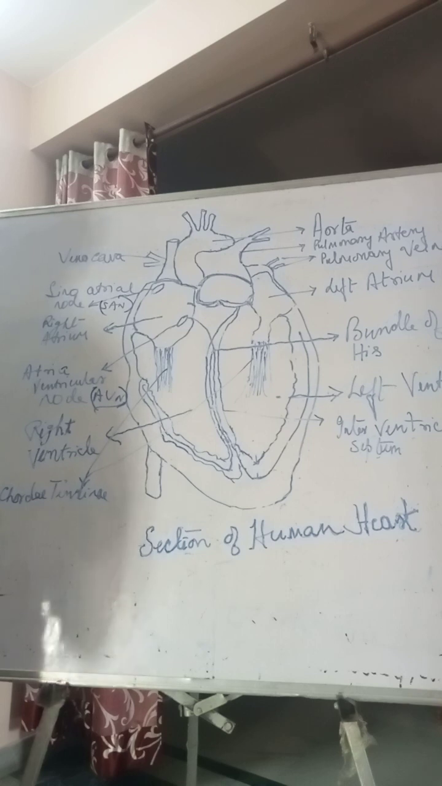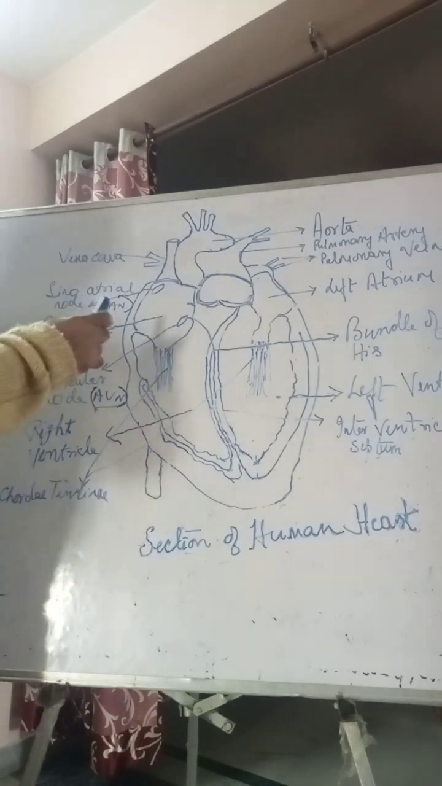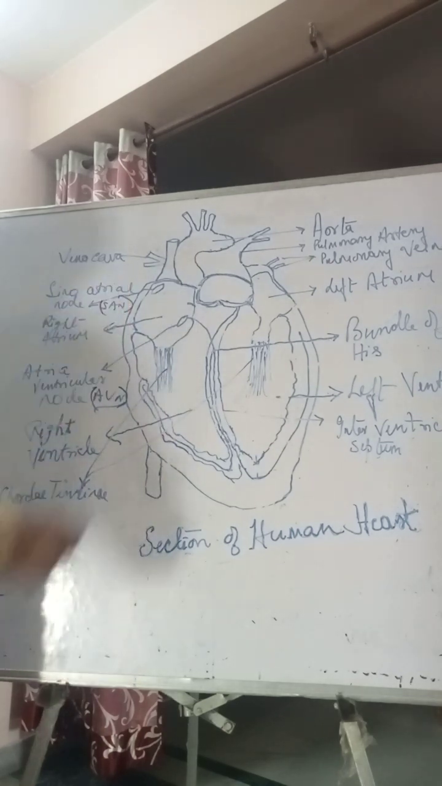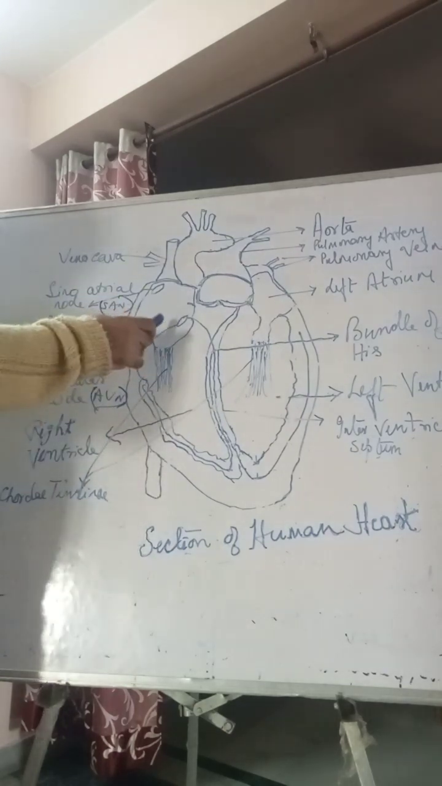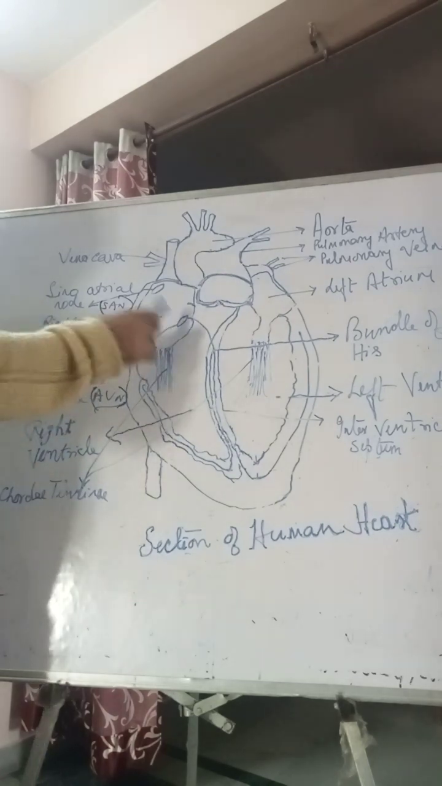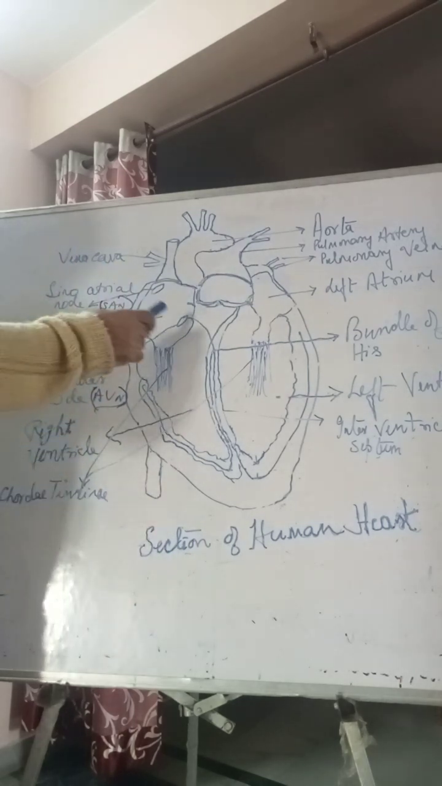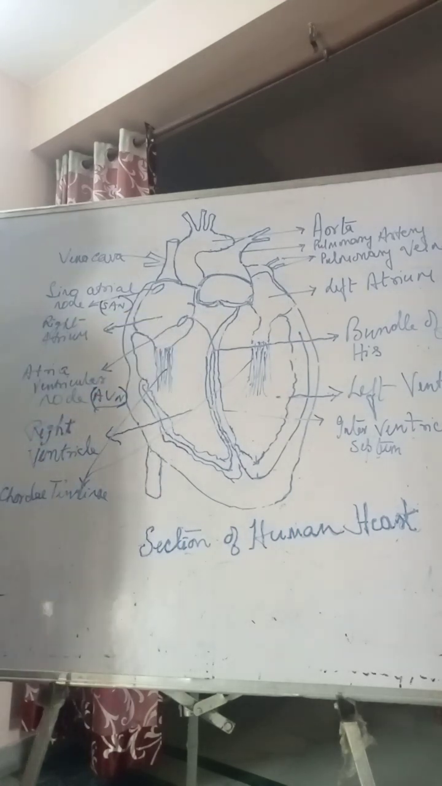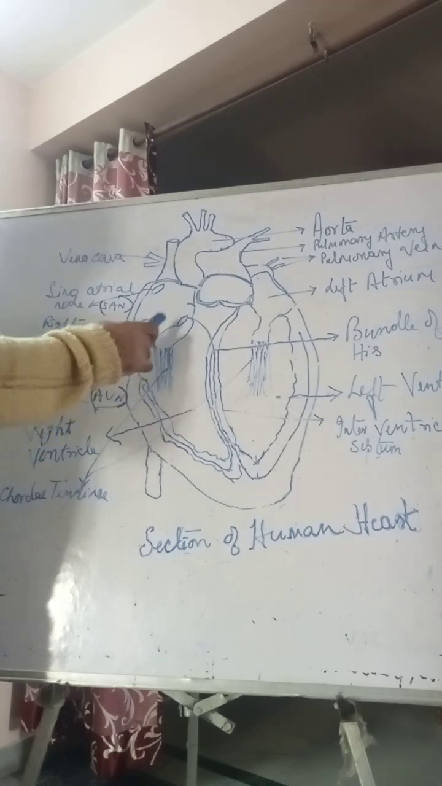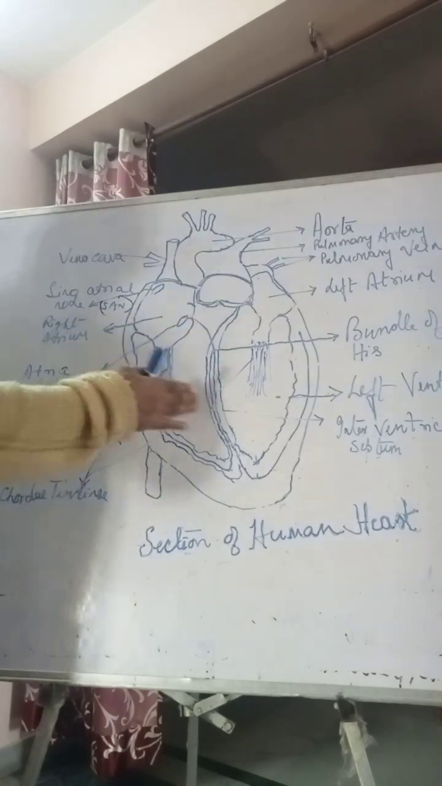Then when this SAN is generating an electrical impulse or action potential, this is conducted to this AV node, AVN, and this AVN is forming bundles, AV bundles, atrioventricular bundles. These bundles of fibers are formed at the top of the interventricular septum, but they are now conducted to the middle of the interventricular septum.